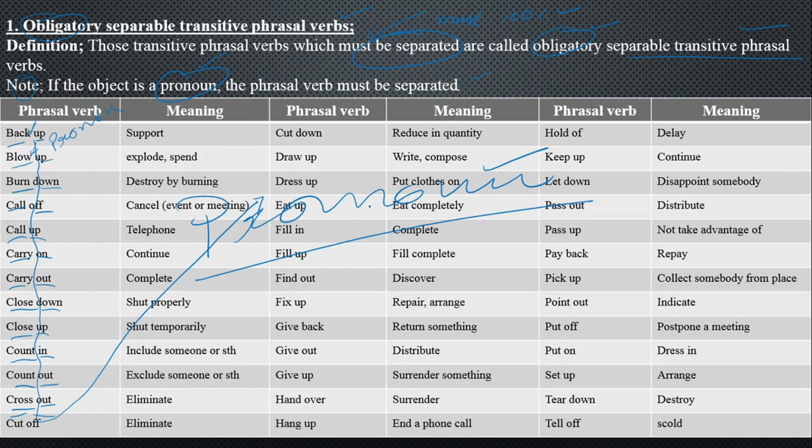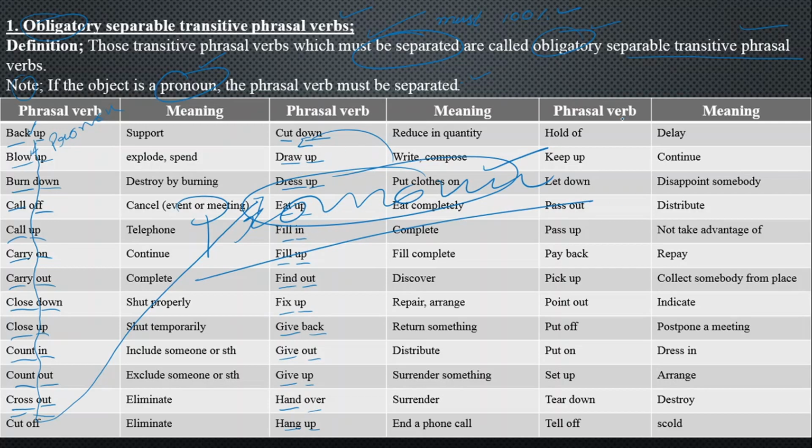In the same way, cut down, verb and adverb particle. When your object is a pronoun, you must separate them. So that's why it is called obligatory separable transitive phrasal verbs.